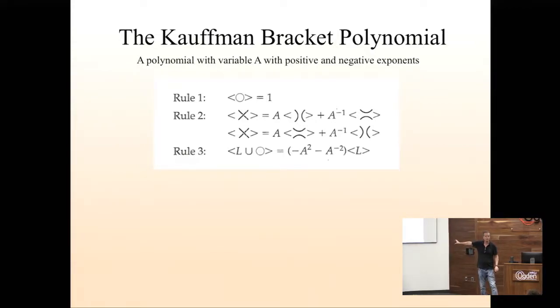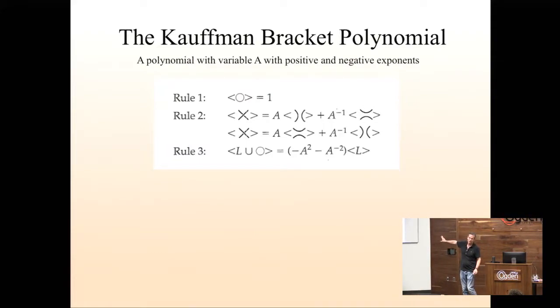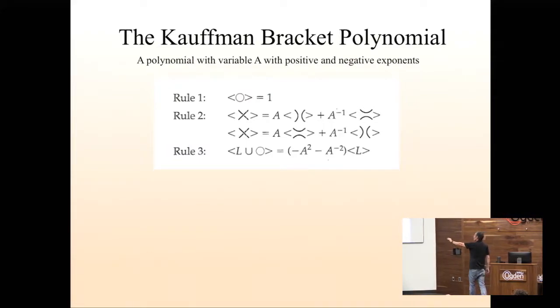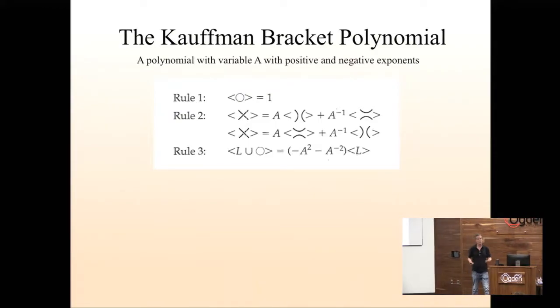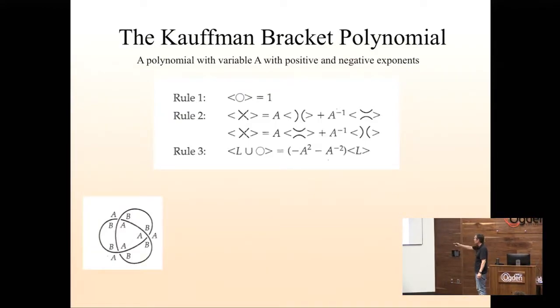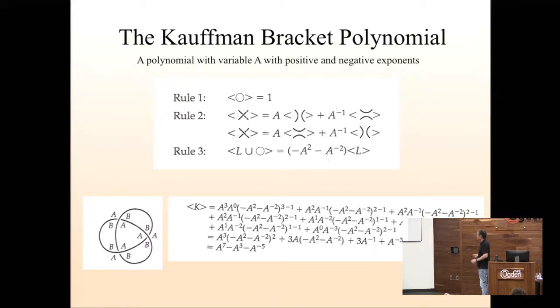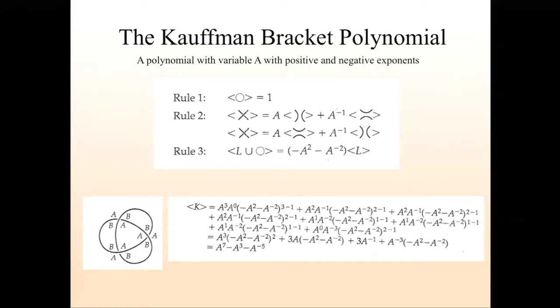But people write it down so that they don't have to turn their head 90 degrees every time they think about this. The third rule just says if you add a trivial component to a projection, you multiply the polynomial by this factor, minus a squared minus a to the minus 2. Okay? So you can compute this bracket polynomial for various knots. If I take the trefoil knot, I can compute the bracket polynomial, and I get a to the 7th minus a cubed minus a to the minus 5th.